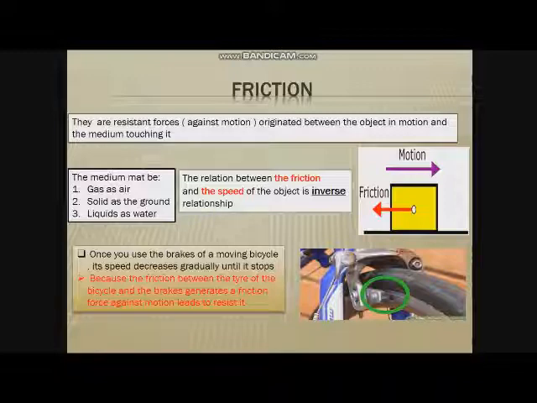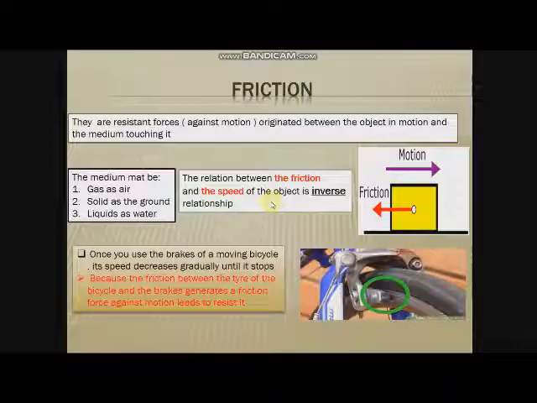When the motion of the object is in a certain direction, the friction force originates or is produced in the opposite direction to the motion. The friction force originates or is produced between the objects in motion and the medium touching it. For example, the medium which is in touch with the object may be gas, just like air, may be solid, just like ground, may be liquid, just like water.